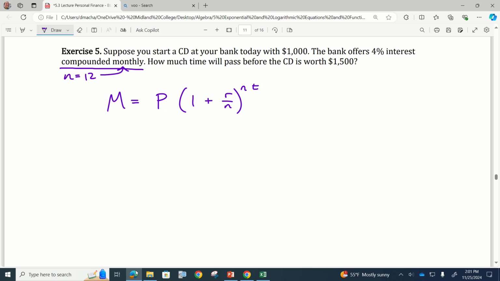Okay, what is the question asking for? N, P, R, or T? T. Yeah, it's asking how much time will pass. And so I know I'm looking for T. What is my maturity value? 1,500. What is my principal? 1,000. What is my interest rate? 0.04.